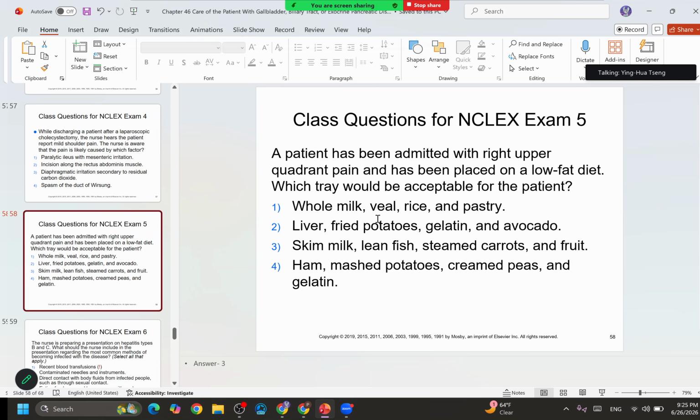Fried potato is fried, no. And the skim milk, that means what? It's low-fat milk. It's good. Lean fish has no fat. It's steamed, not deep fried, so that's good. Ham is animal meat and has some fat, especially ham has lots of fat. Mashed potato, that's okay. The creamed peas, okay, with the cream. Cream is a fat, that's not good. So the correct answer is 3.